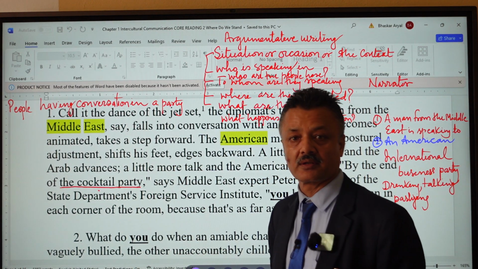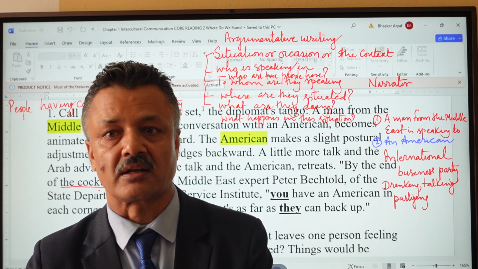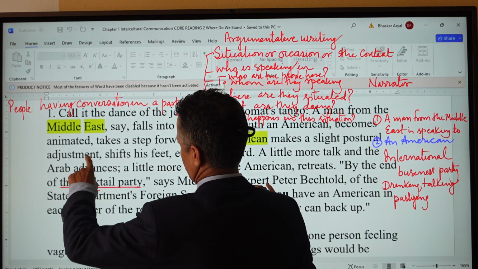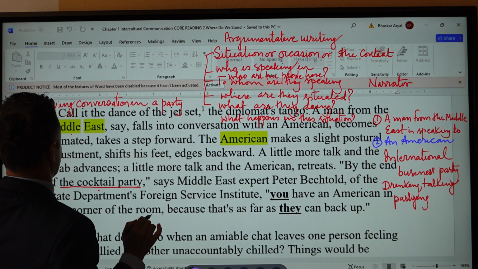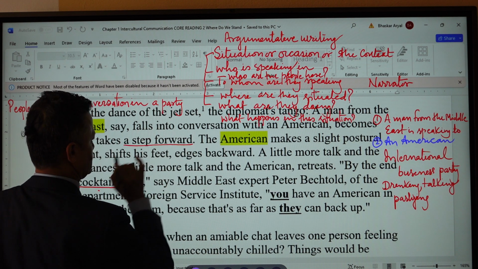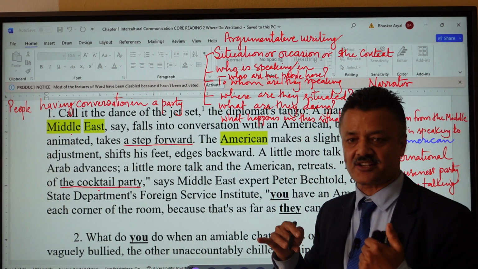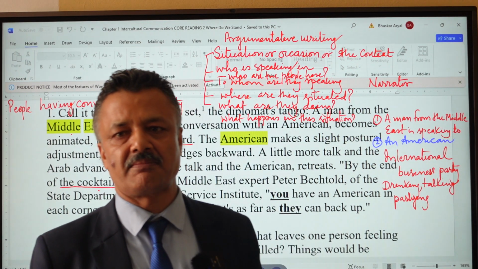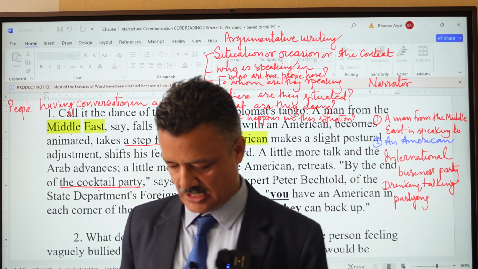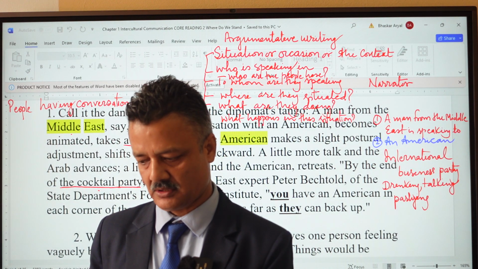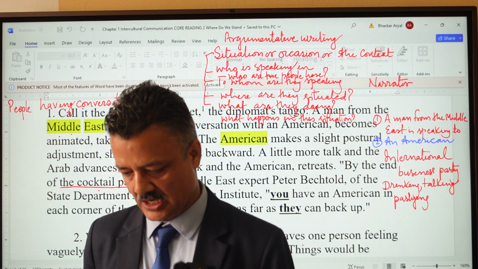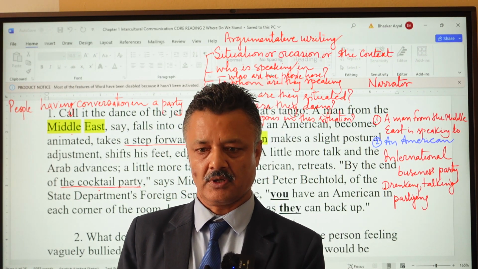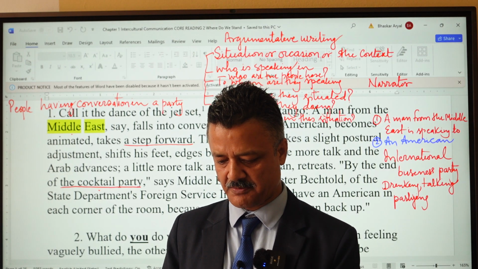He steps forward. He goes closer to the American while having the conversation. Look how the Middle Easterner uses space. He steps forward. Now, how does the American react? The American makes a slight postural adjustment. What do you mean by that postural adjustment? When the Arabian, the Middle Easterner, comes closer, the American adjusts his body posture to make sure that he doesn't touch him, to avoid being touched.